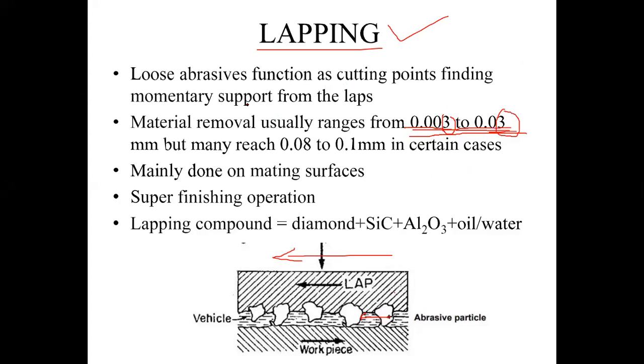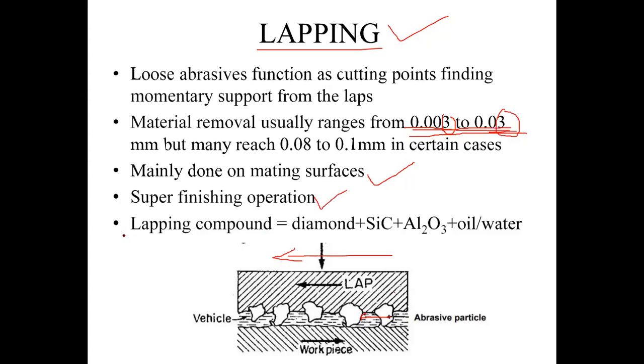So it is mainly done for mating surfaces. Mating is nothing but contacting surfaces. Normally the lapping process is required wherever you have two contacting surfaces, like bushings, or where precision bolting is required, where the bolt head contacts the surface of the workpiece. Wherever there are contacting surfaces, we use this lapping operation. So this is one of the super finishing operations.